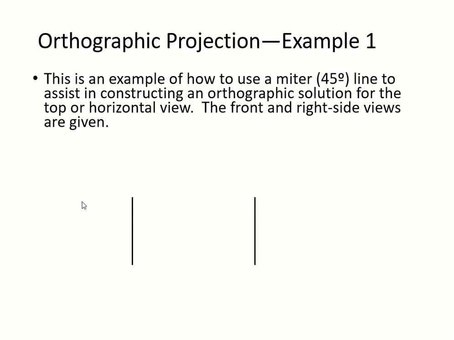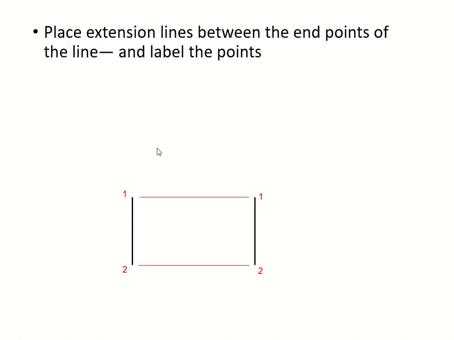To keep that proportion, the sizes the same. First, we're going to place extension lines. We use them so we can relate the endpoints of the line. And of course, we're going to label the points. The first point is 1, the second point is 2. You can also call them 1 and 2 this way, it doesn't really matter. So here is your end to end, and these are your extension lines.